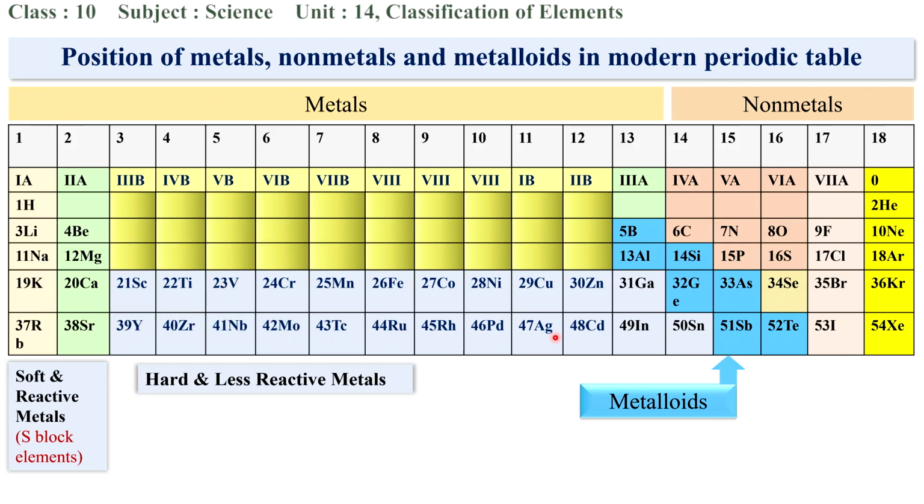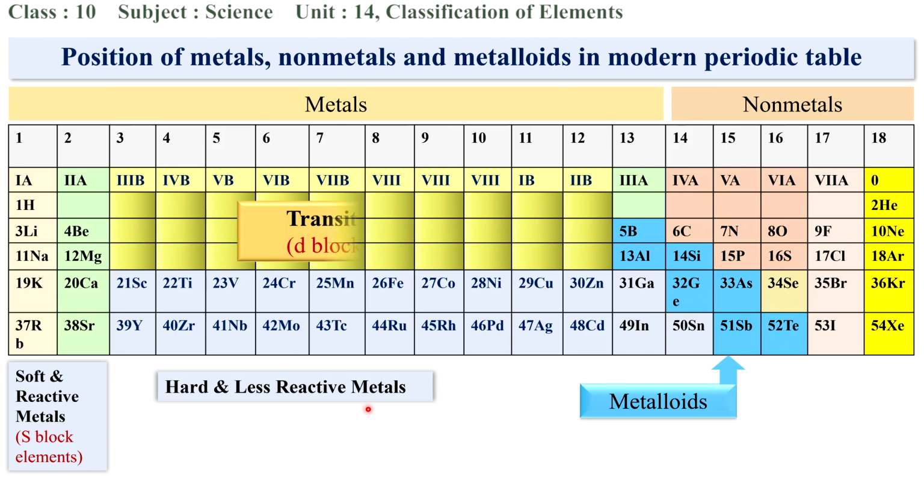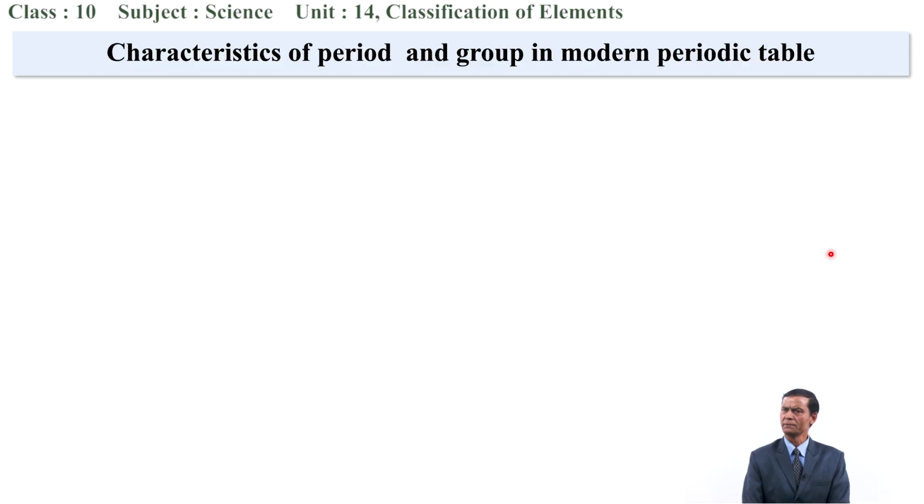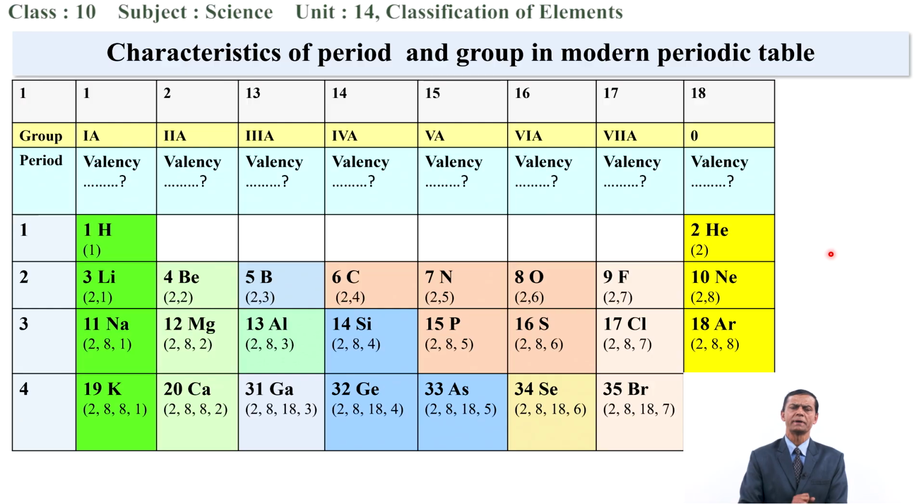Similarly, here are hard and less reactive metals. What are they called? Yes, they are called transition metals, transition elements. Look at it, they are D block elements. Their valence shell electronic configuration goes up to the d subshell. For example, iron. We have already practiced the electronic configuration of iron and copper. Similarly, there is the metalloid group which lies between the metals and non-metals. And what is the position of non-metals? Yes, non-metals are placed in the P block of the modern periodic table.